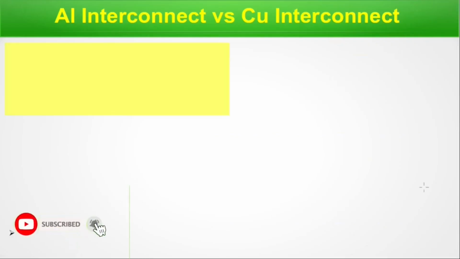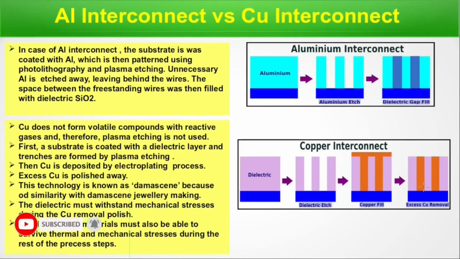Aluminum interconnect versus copper interconnect. In the case of aluminum interconnect, first aluminum is deposited on the substrate, then etching is done, or this aluminum is patterned so that dielectric can be deposited on that. The substrate is coated with aluminum, which is then patterned using photolithography and plasma etching. Unnecessary aluminum is etched away, leaving behind the wires. The space between the freestanding wires was then filled with dielectric silicon dioxide. This is the step.